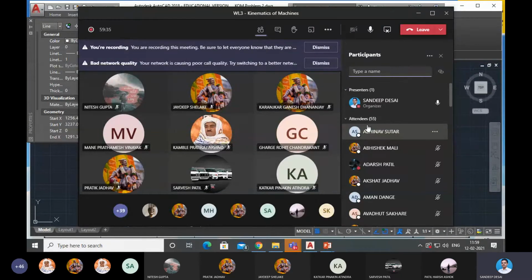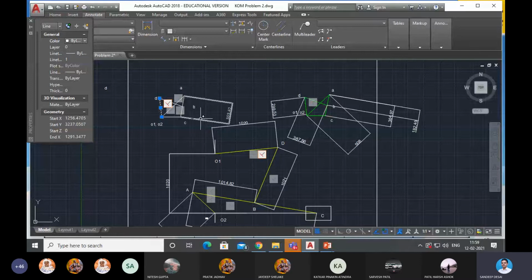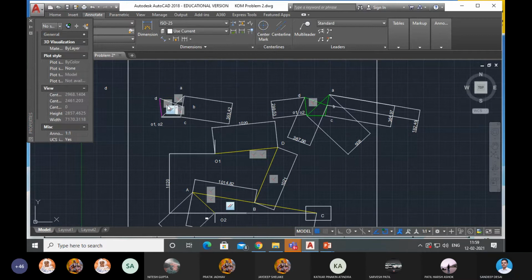Am I audible now? Yes, sir. Right. So, okay, let's change the color. Let's take this color. Let's take yellow so that it is visible quickly.